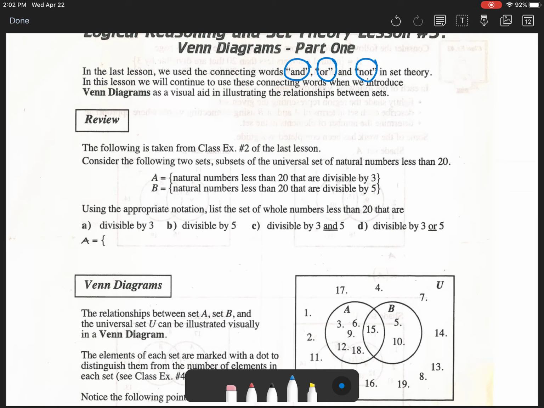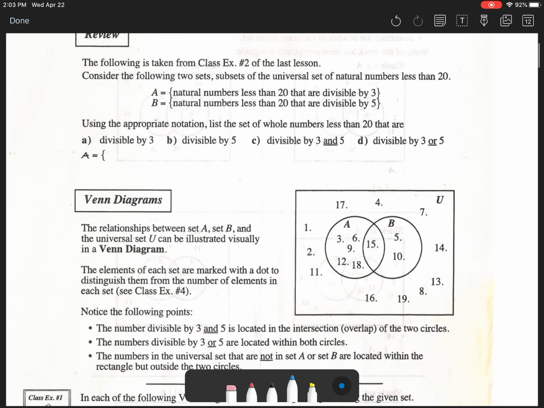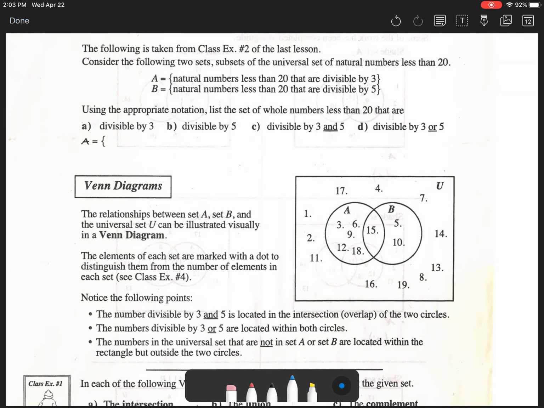So just as a review from last day, we basically learned about connecting words, and the connecting words that we learned were and, or, and not. We will use those words again today to look at how sets of data interact with one another, what they have in common and what they do not have in common. In this lesson, we will continue to use these connecting words when we introduce Venn diagrams as a visual aid in illustrating the relationship between sets.